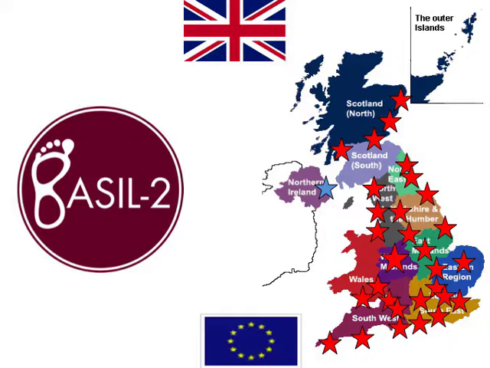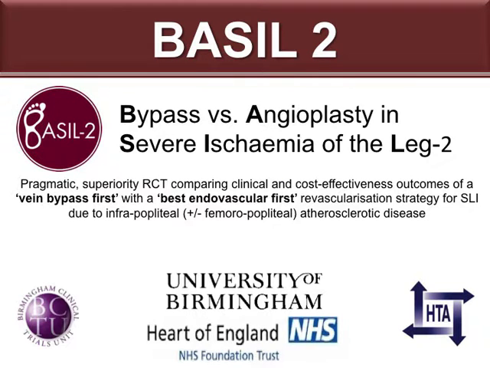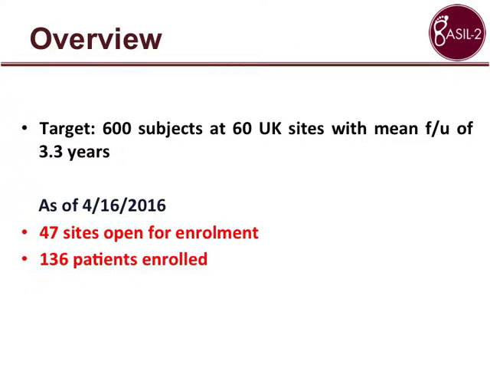Across the ocean, there's a lot of activity as well, because BASIL-2 is also happening, and that is a trial comparing vein bypass first versus best endovascular first in patients with severe limb ischemia and infrapopliteal disease. The plan is to enroll 600 patients. As of yesterday, when I last communicated with Professor Bradbury, he had enrolled 136 patients at 47 sites, again a fourth of what he needs, which is very similar to where we are, even though we started both at the same time.